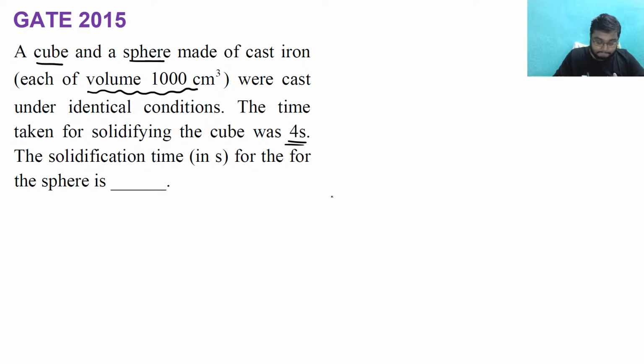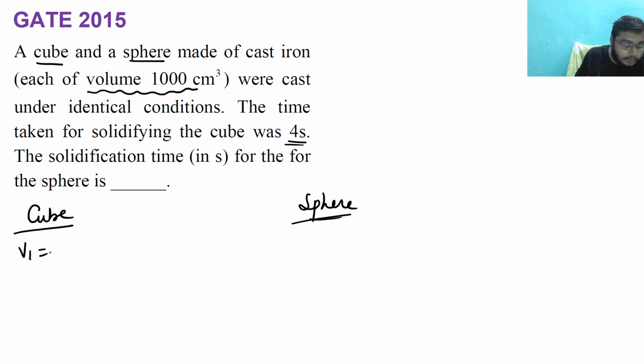Tell me the answer. Okay, see here. A cube and a sphere made of cast iron, each of volume 1000 centimeter cube. Let me write it here. There is a cube. There is a sphere. The cube has a volume of 1000 centimeter cube, and the sphere has a volume of 1000 centimeter cube. So both have the same volume, right?